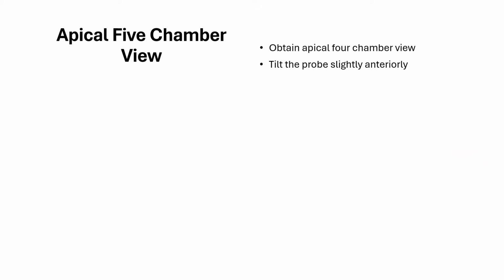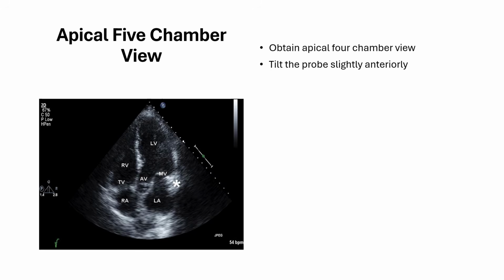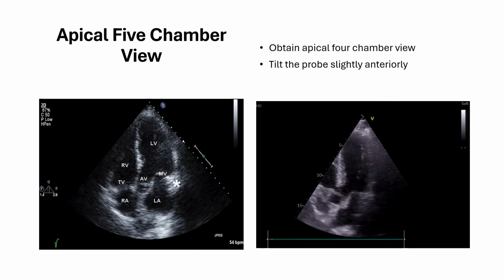Next, we talk about apical 5-chamber view. In order to obtain this view, first image the apical 4-chamber view, and then tilt the probe slightly anteriorly. Here on the left part of the screen, you see a frozen image of a 5-chamber view. It's very similar to apical 4-chamber view, with the exception that here you also see the LVOT and aortic valve, which is considered to be a 5th chamber. And on the right side of the screen, you see a video clip demonstrating the same.